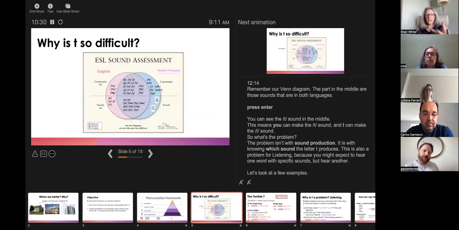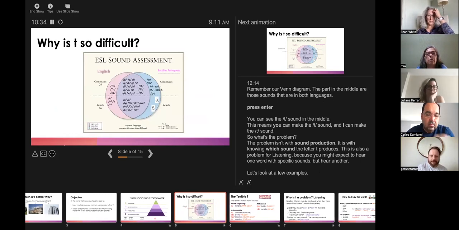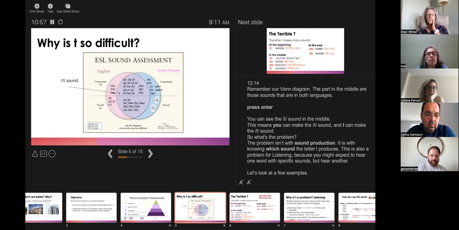Okay. So let's take a look back at this Venn diagram that I'm still working on. Remember that the part in the middle and above the line is the consonant sounds that are common in both languages. On the left is English, on the right is Brazilian Portuguese, in the middle are sounds that we both make. And you can see here that we have the letter T. So that means you can make the sound, I can make the sound, no problem. But you may not know what sound, you may not recognize the word, okay? You might expect to hear a word with one sound and hear another. So let's look at a few examples.